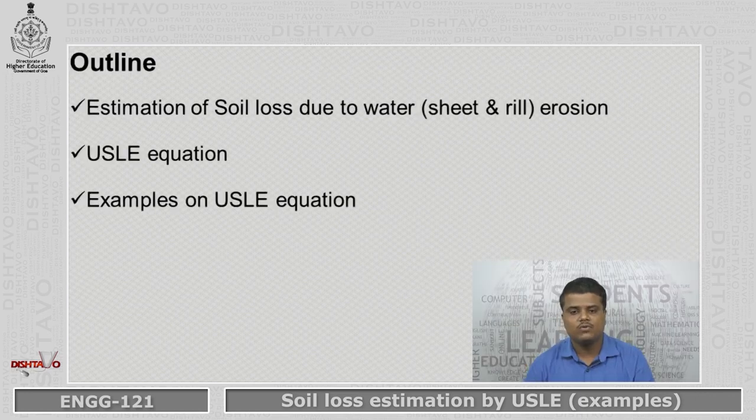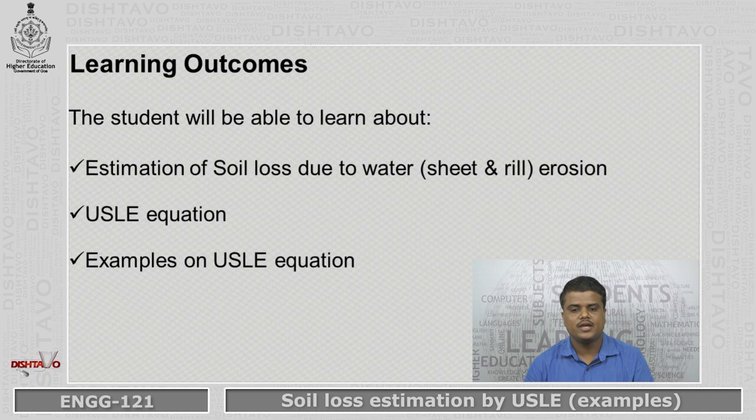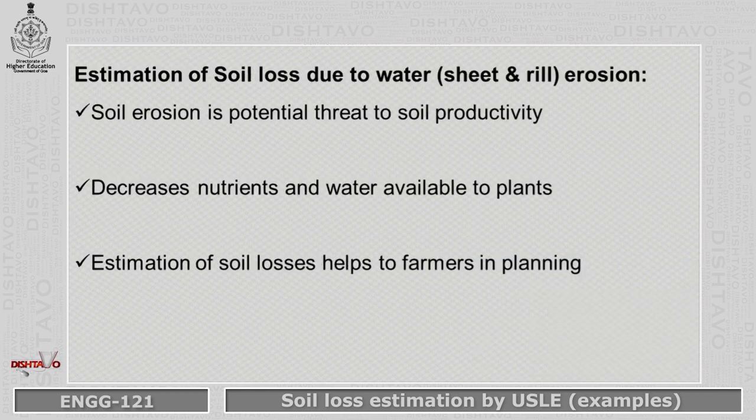The outline of the module is the estimation of soil loss due to two types of erosion, sheet and rill erosion, the USLE equation, that is the universal soil loss equation, and some examples on this equation. At the end of this module, we will be able to learn about the estimation of the soil loss due to sheet and rill erosion, the USLE equation and examples of USLE equations.